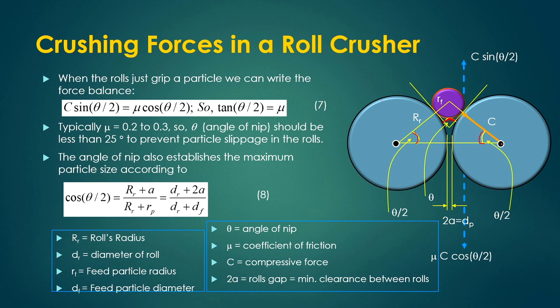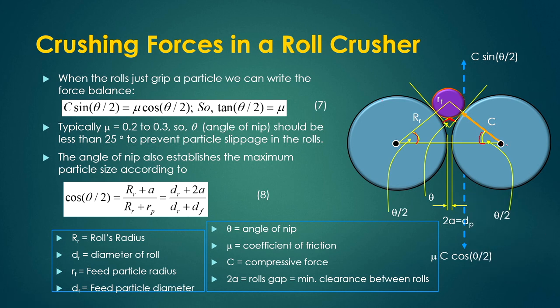And from this roller there will be a crushing force C acting on the surface of this feed material. Here you will see that if we do a force balance on this material, we have two components of this crushing force. One acts horizontally upward, another acts horizontally downward.